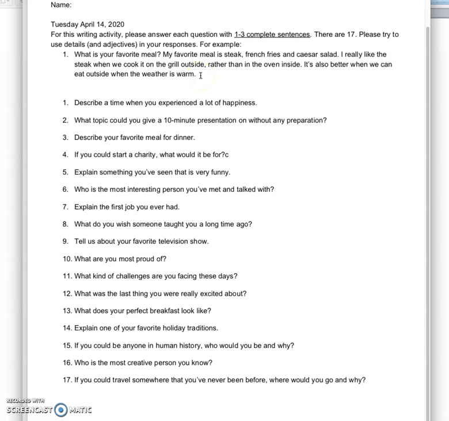Okay, so remember the idea is when we're writing, we want to write in such a way so when the reader is reading what you're writing, they can form a picture in their mind. They can form an image of what it is that you're trying to write about. Now, if there were any one of these 17 that you're not sure, then just skip it. But the goal would be to respond to all 17 with between 1 and 3 complete sentences.